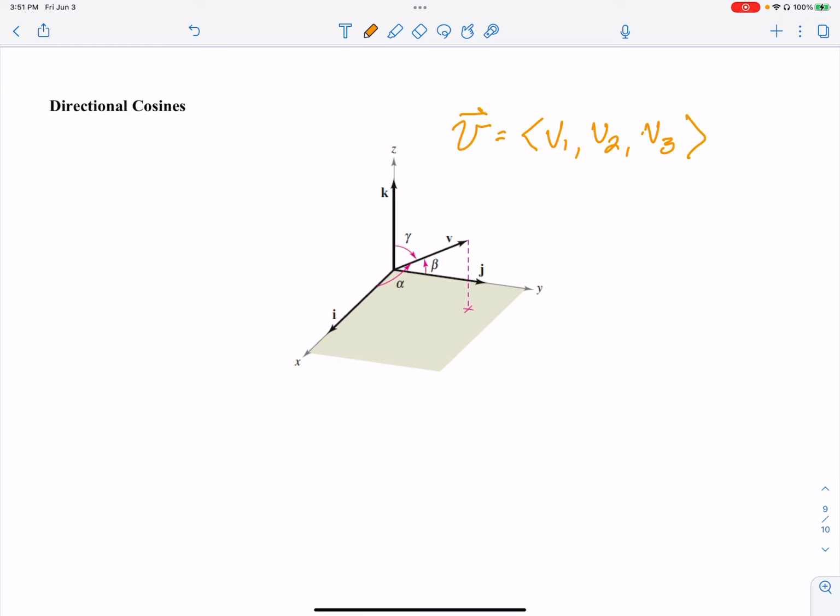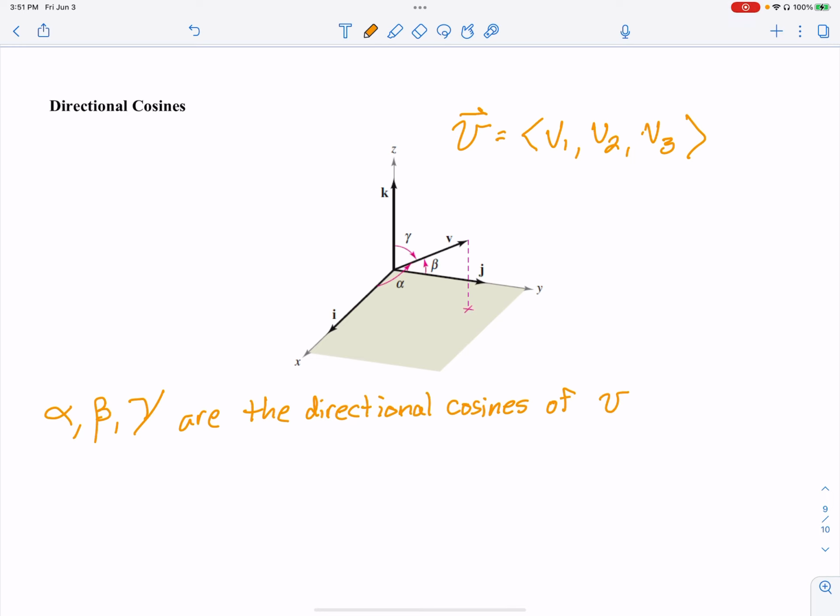Now, first let me write out what those are called. Alpha, beta, and gamma are the directional cosines of v. That's how we'd say it. Now, how would we find that?